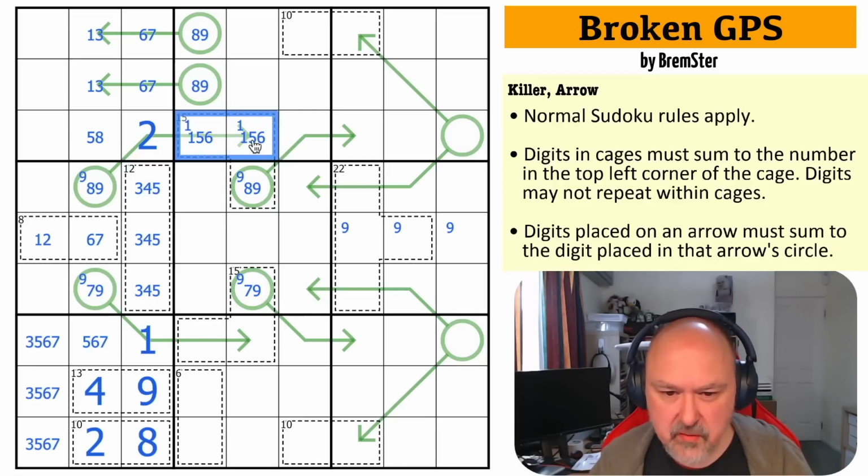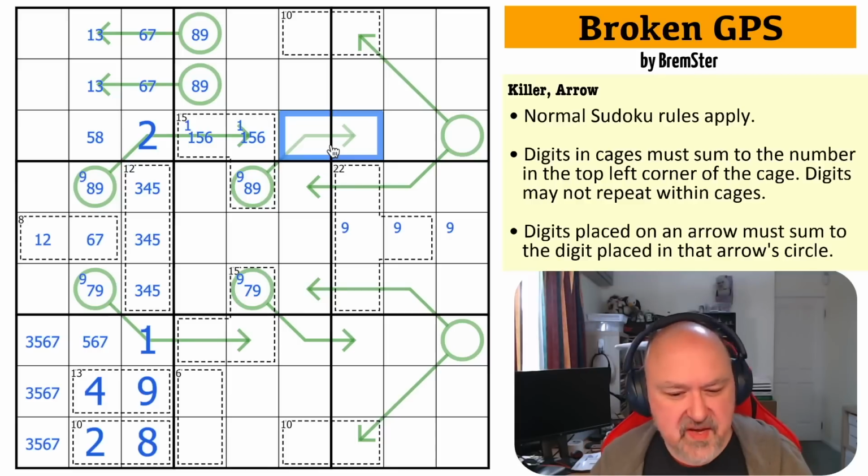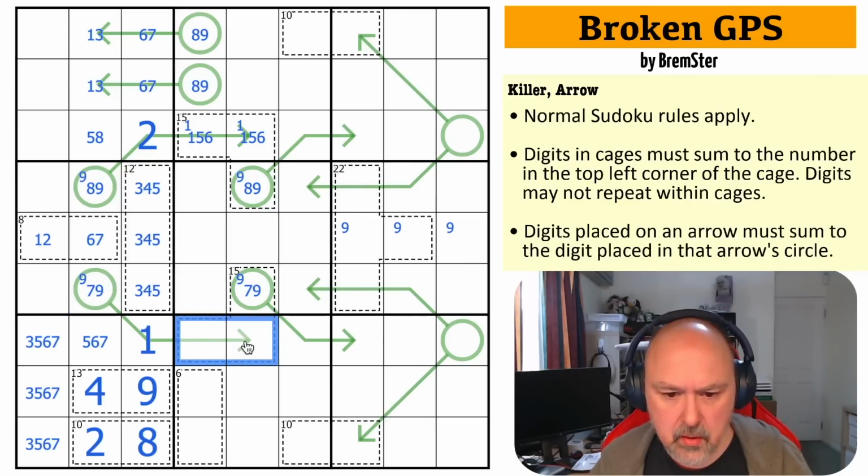But there is a 1 on... I could probably do something here because of that. This is weird. I could probably do something down here because of this. If this is 7, these are 2, 4, which is 6, and that's a 9. And if this is 9, this becomes 7, which means these have to sum to 8.